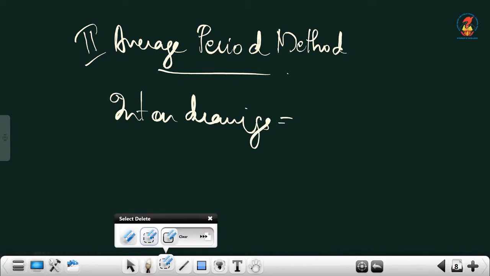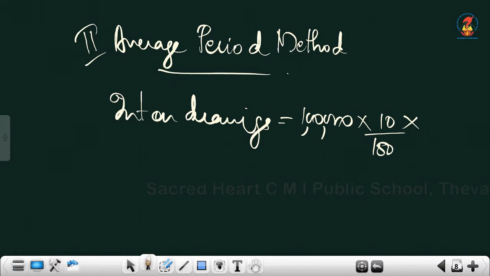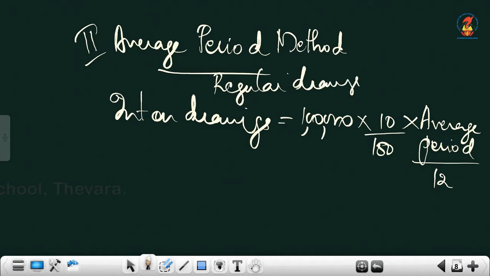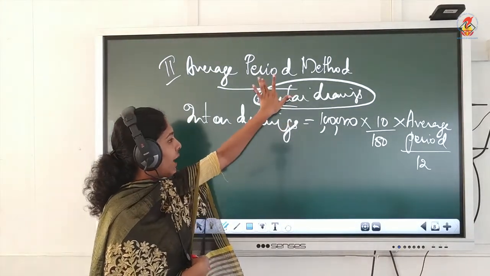So if suppose the total withdrawn amount is given like 1 lakh, so 1 lakh into, will multiply it by the rate of interest given in the question, like 10%, into, I have told you have to consider the time period, and if the time period is not directly given, and if it is regular drawings. Irregular drawings, we have to apply the first method, that is product method.